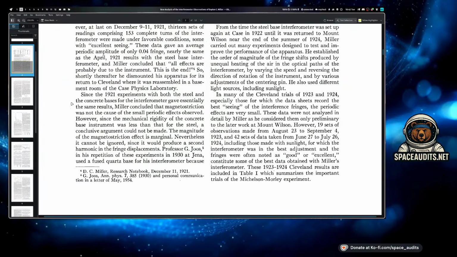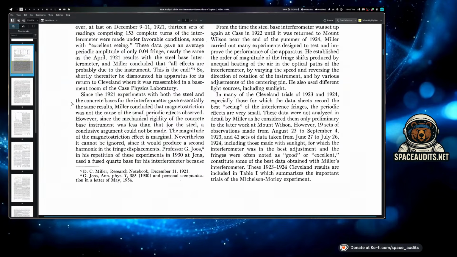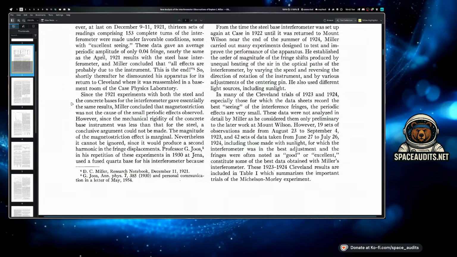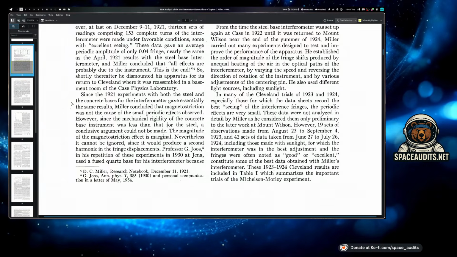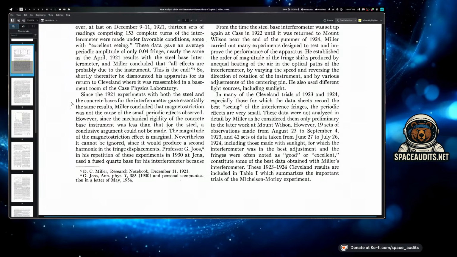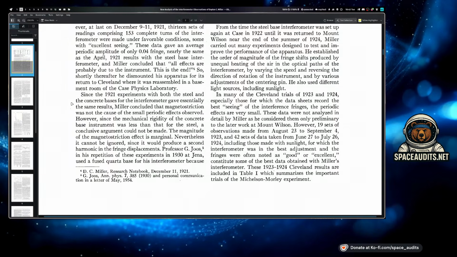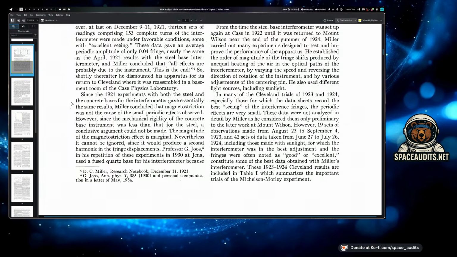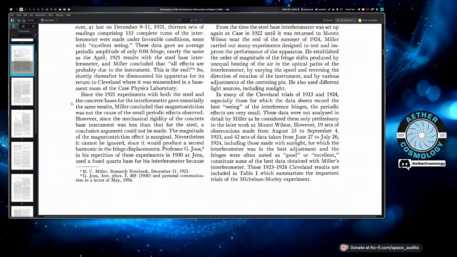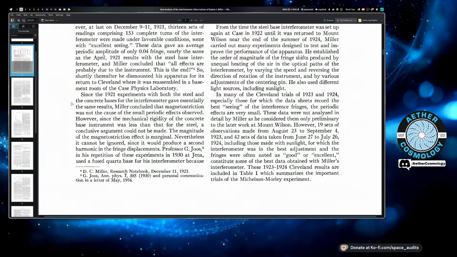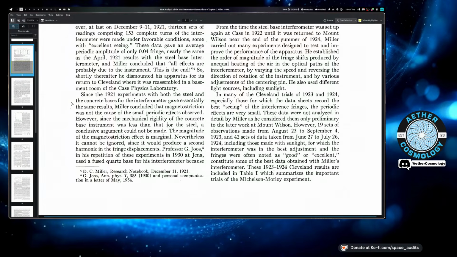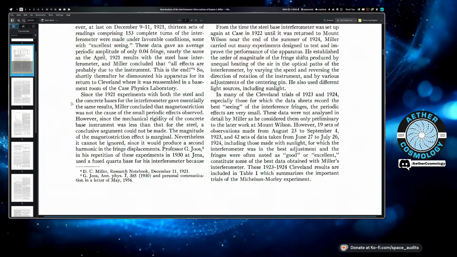Since about 1921, experiments with both steel and concrete bases of the interferometer gave essentially the same results. Miller concluded that magnetostriction was not the cause of the small periodic observed shift. However, since the mechanical rigidity of the concrete base instrument was less than that of steel, a conclusive argument could not be made. The magnitude of the magnetostriction effect is marginal.